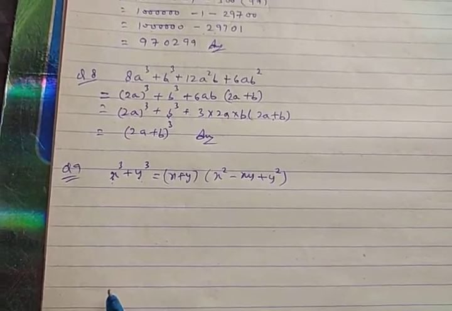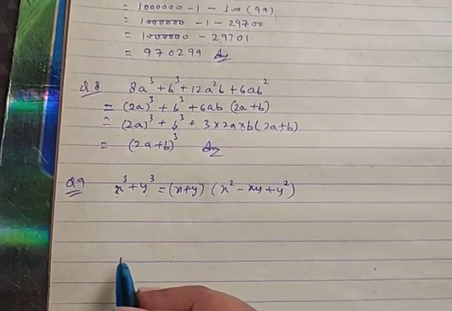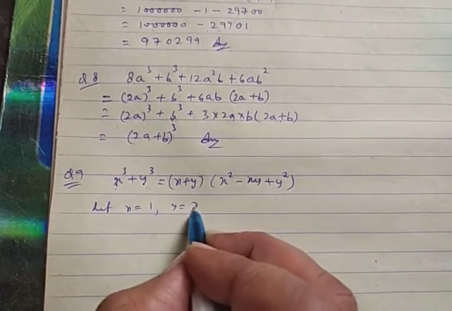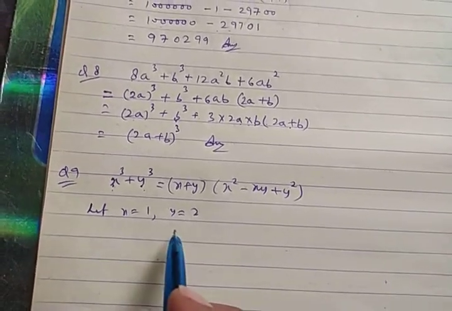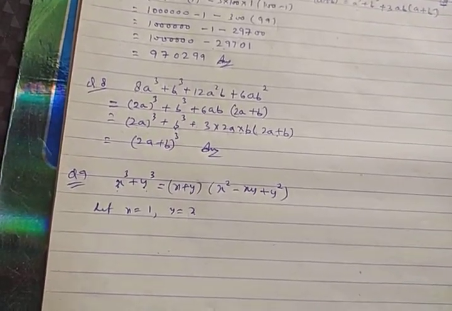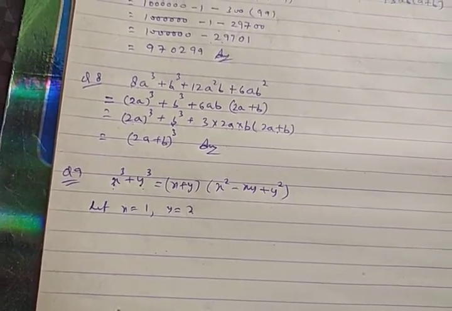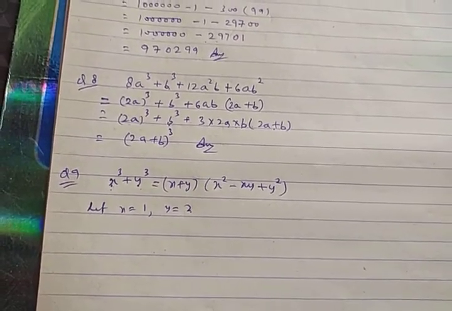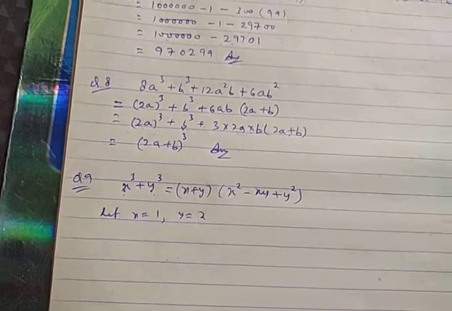For the purpose of verification, you will have to assume two values. Let x is equal to 1, y is equal to 2. You can also take other values. I am just explaining by taking 1 and 2. When you solve the question, you should take other values like minus 1, minus 2 or 2 and 3, whatever you want. Then check whether the left and right sides come out equal.